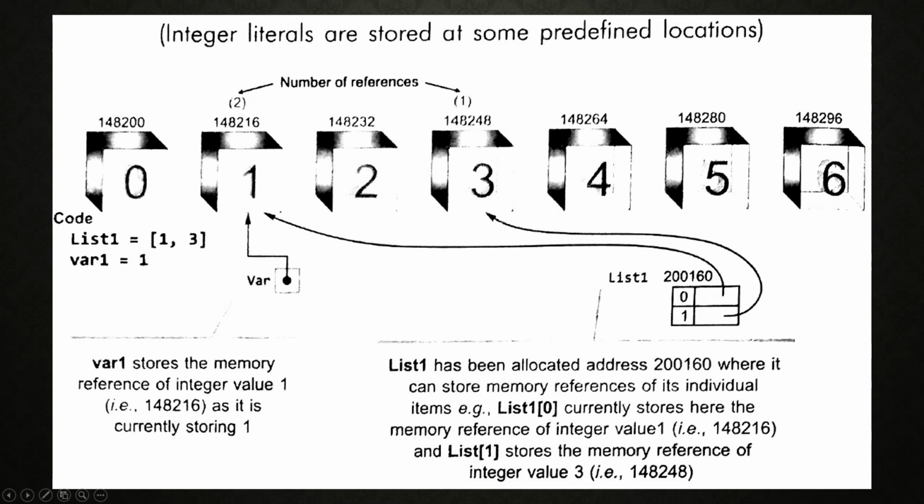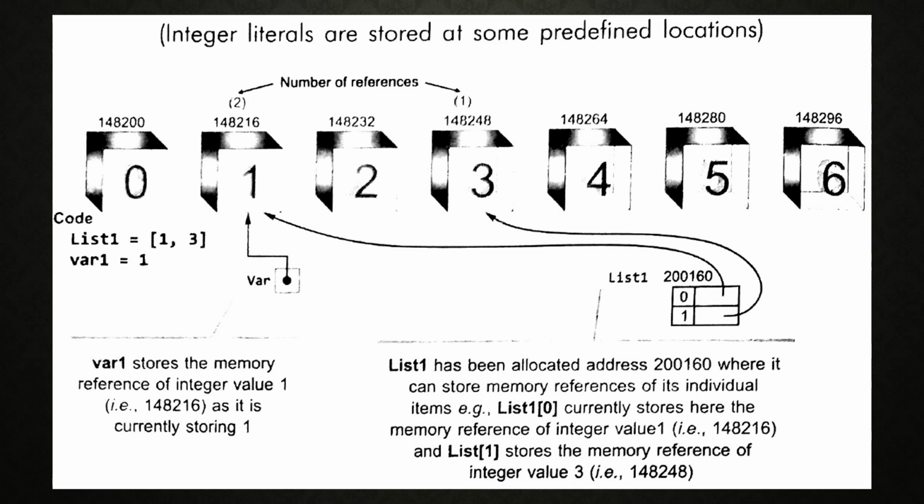And the same value is in list 1 also. List 1's values are 1 and 3. Its index 0 holds 1, and variable 1 uses the same value, that is 1. So variable 1 refers to the same value as list 1's 0th index, and list 1's index 1 specifies the 3. And the address of list 1 is 200160.